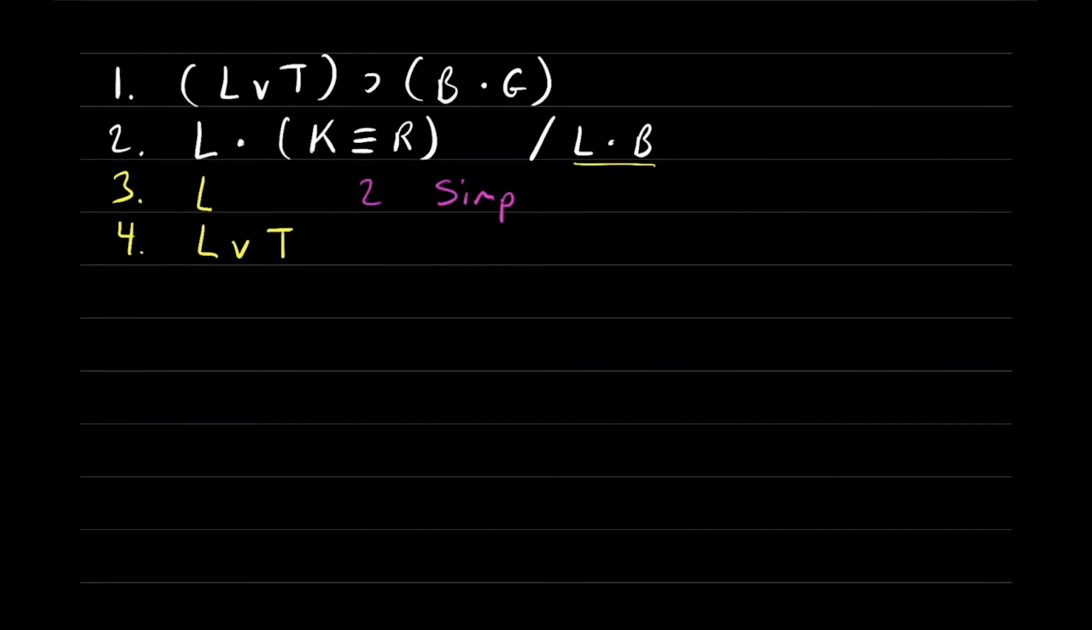So in this case, L or T is going to follow from line, you have to be really careful here. It does not follow from line 1. It follows directly from line 3. If L is true, then either L or T is true. So it follows from line 3 by addition.